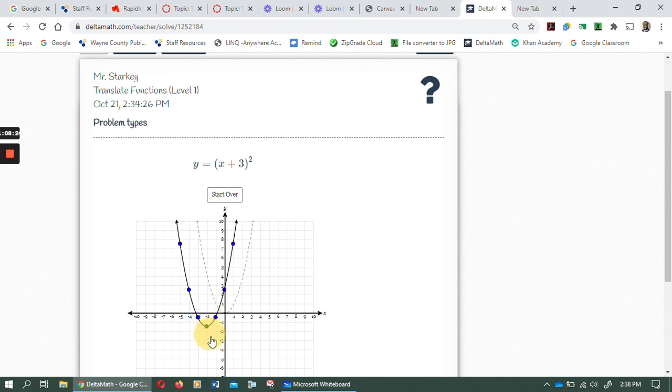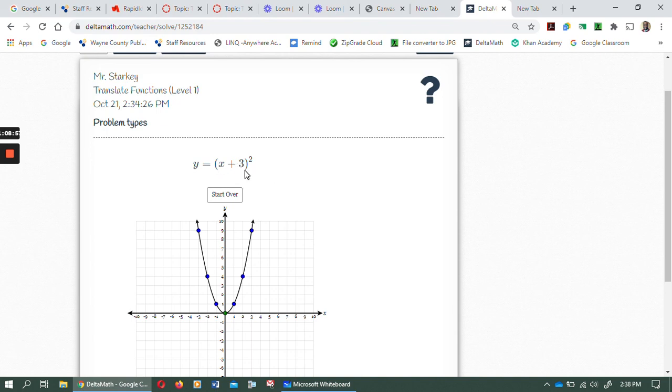You're going to want to click, hold, and drag that green dot to shift it whichever way it needs to be shifted. Now, guys, just really quickly, because again, we've talked about this. If the parent function for this quadratic family is y equals x squared, the change that's happening here is that a 3 has been added to the inside of this function.